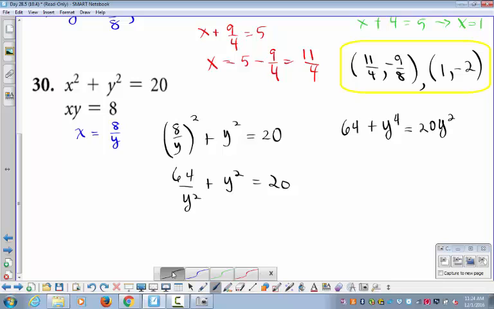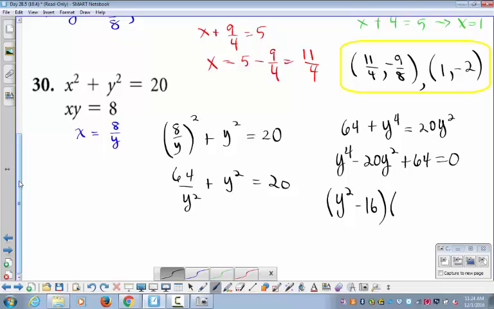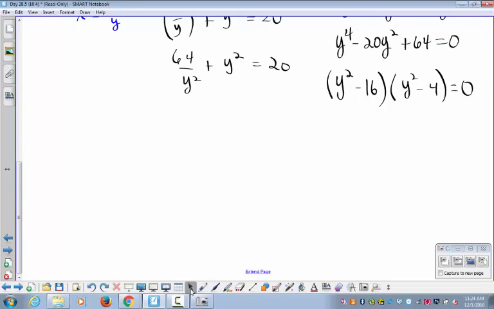We have that. Nonlinear, so everything to one side and factor. So we'll put everything on the left, so the y to the fourth is positive there. And then this factors pretty nicely, 16 and 4. So this tells us that y is equal to plus or minus 4 or plus or minus 2.